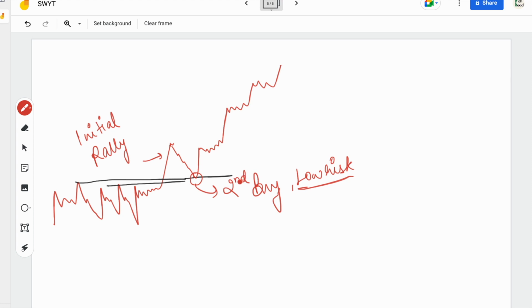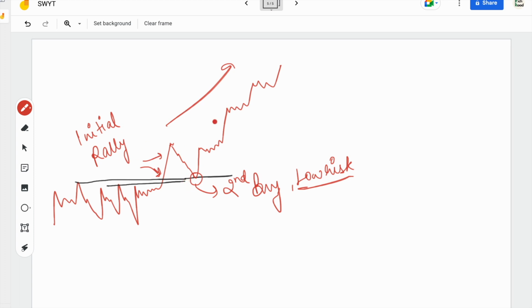I'll give you where the first buy is. He says the first buy should come at the breakout. Keep your orders placed. That is where you have to buy your first tranche. And then you ride this entire rally after the initial rally.